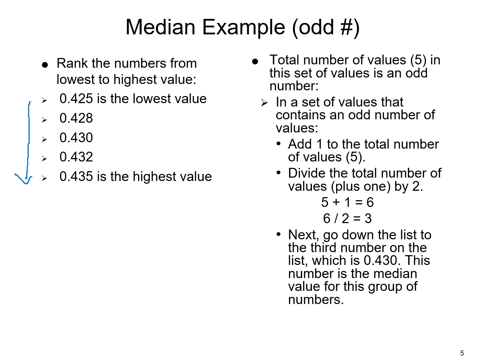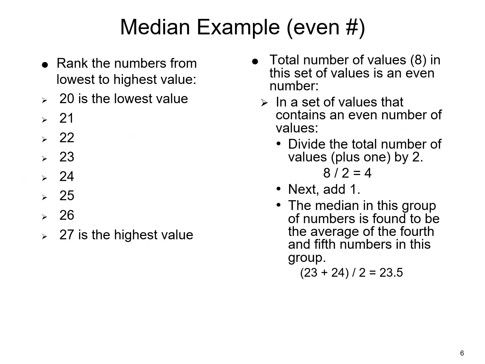In order to determine what your median value is, we take those values and determine if we're using an odd number of values or an even number of values. In this particular example, we are using an odd number of values. So you take that total number and add 1. We have 5 values, add 1, that's 6. Then we divide that by 2, which gives us 3. So we know that our third number down that list, number 1, 2, 3, is the value that will be our median number, the 0.430.